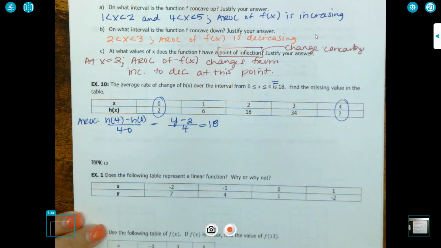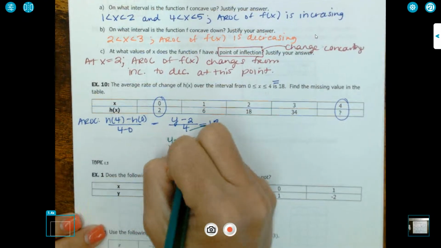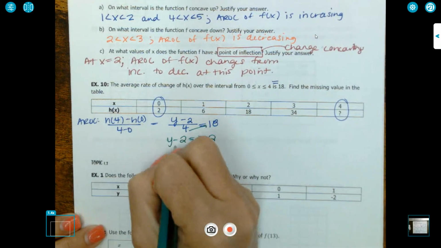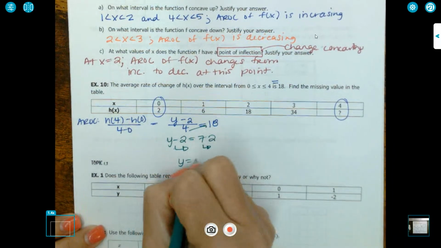So this is just a two-step equation here. Okay, we're going to do times 4. 4 times 18, so y minus 2 is going to equal 72. Then you move your 2 over, and y is going to equal 74.